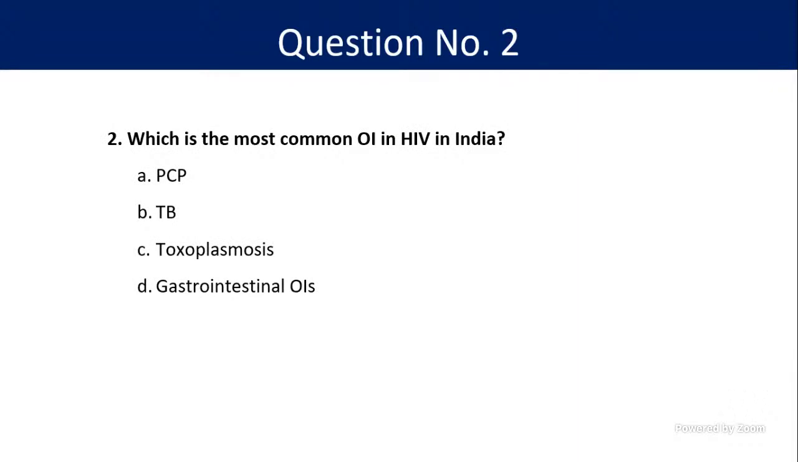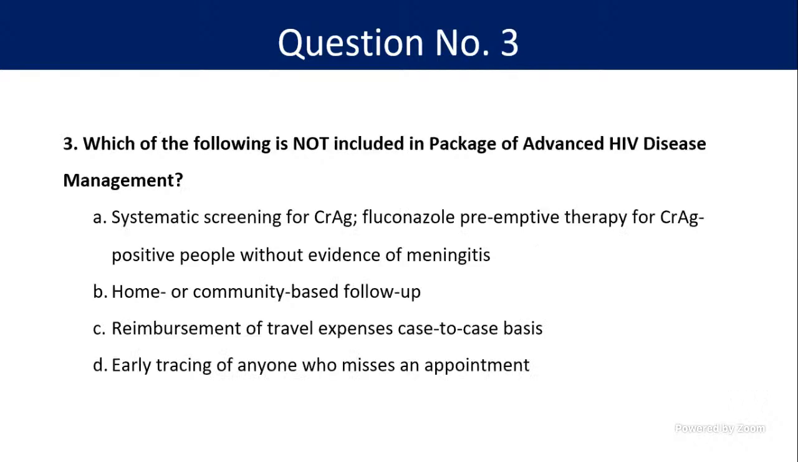Question second, which is the most common OI in HIV in India? PCP, TB, toxoplasmosis, gastrointestinal OIs. Third question, which of the following is not included in package of advanced HIV disease management? Systematic screening for CrAg, fluconazole preemptive therapy for CrAg positive people without evidence of meningitis, home or community-based follow-up, reimbursement of travel expenses case-to-case basis, early tracing for anyone who misses an appointment.